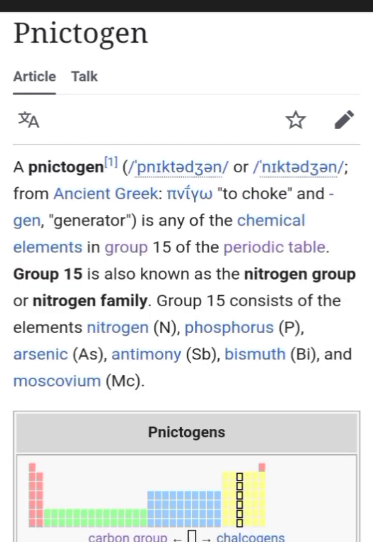Now group 5, which is also group 15, are called the nitrogen group, which has a trivial name, the pnictogens. The pnictogens have the following elements: nitrogen, phosphorus, arsenic, antimony, bismuth, and so on. So please take note of them. This one is the group 5 element. They are called the pnictogens, the nitrogen group.